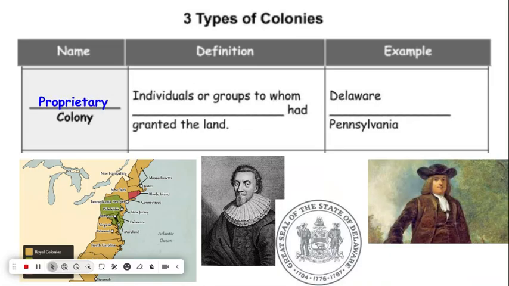You also have proprietor colonies. In the world of business, a proprietor is kind of like a lone single businessman. Proprietor colonies are basically individuals or groups whom Great Britain had granted land. Examples of that would be Delaware, Maryland, if you remember George Calvert, and Pennsylvania, if you remember William Penn.